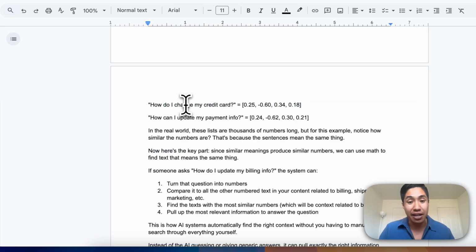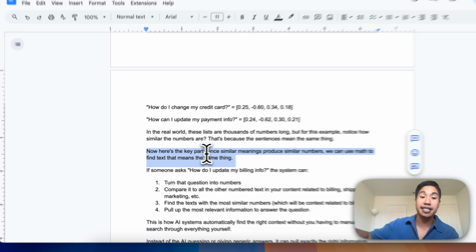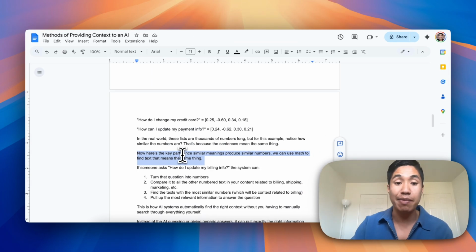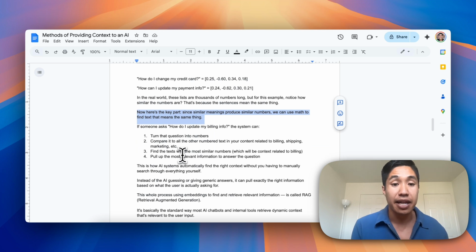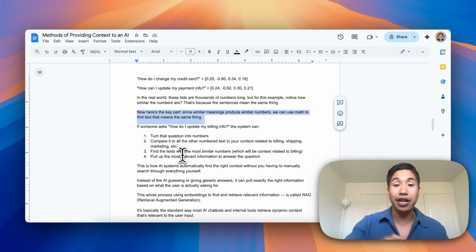The key part to understand is, since similar meanings produce similar numbers, we can use math similarity functions to find texts that mean the same thing, right? Let me break this down step by step. If someone asks, "How do I update my billing info?" the system can then turn that question into an embedding, okay? How do I update my billing info?